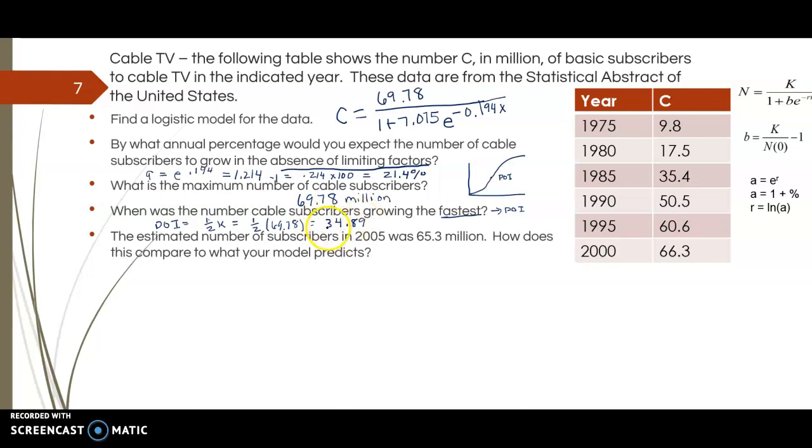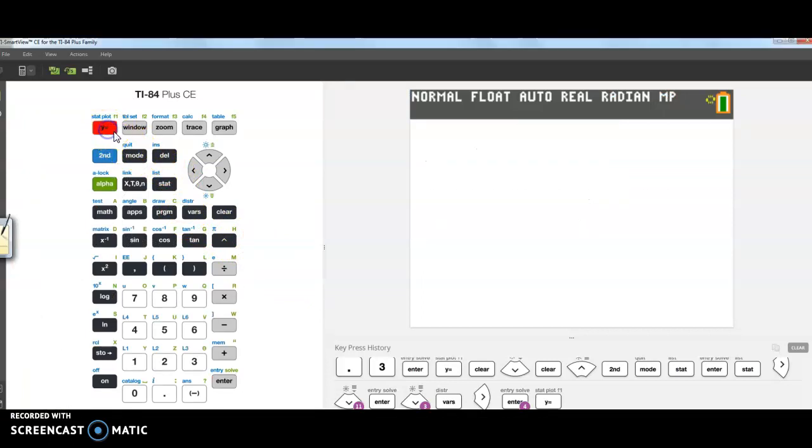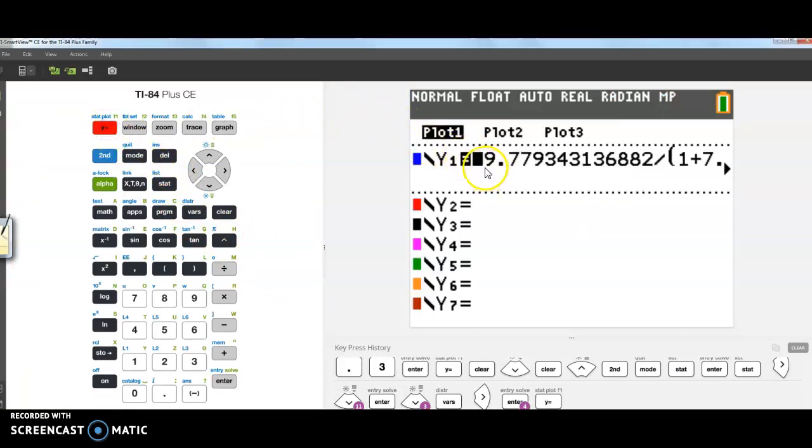So that's how many is half, but we want to know when it occurs. So we need to go out to our calculator and solve this by graphing. So in my calculator, I'm going to Y equals. I did store this equation earlier. If I had not stored it, I would need to type it.